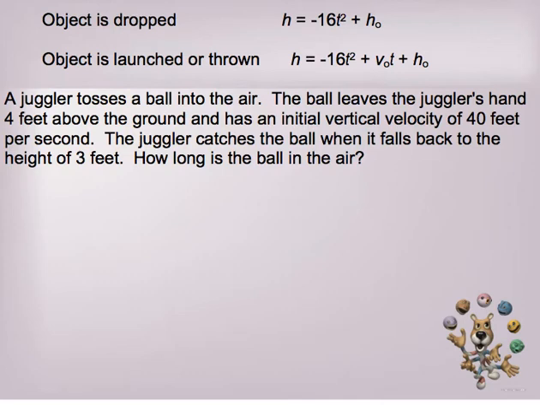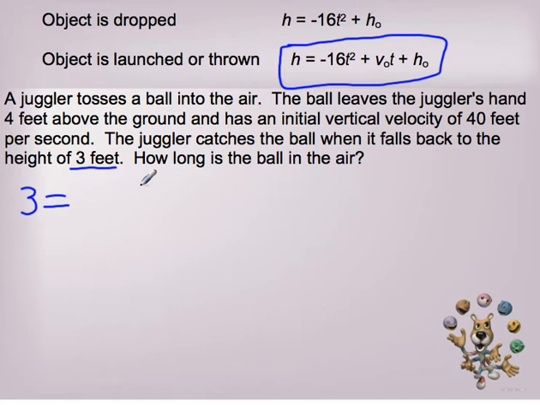Now let's do a problem. Okay, so the first thing you have to decide is which equation are we going to use. We're going to use this equation when the object is launched or thrown, okay, because the juggler is tossing the ball into the air. Now let's think about, do we know what the height is at the end? Okay, they said the juggler catches the ball when it falls back to a height of 3 feet. So that's going to be the feet at the end, or the height at the end. Okay, so I had that to plug in.